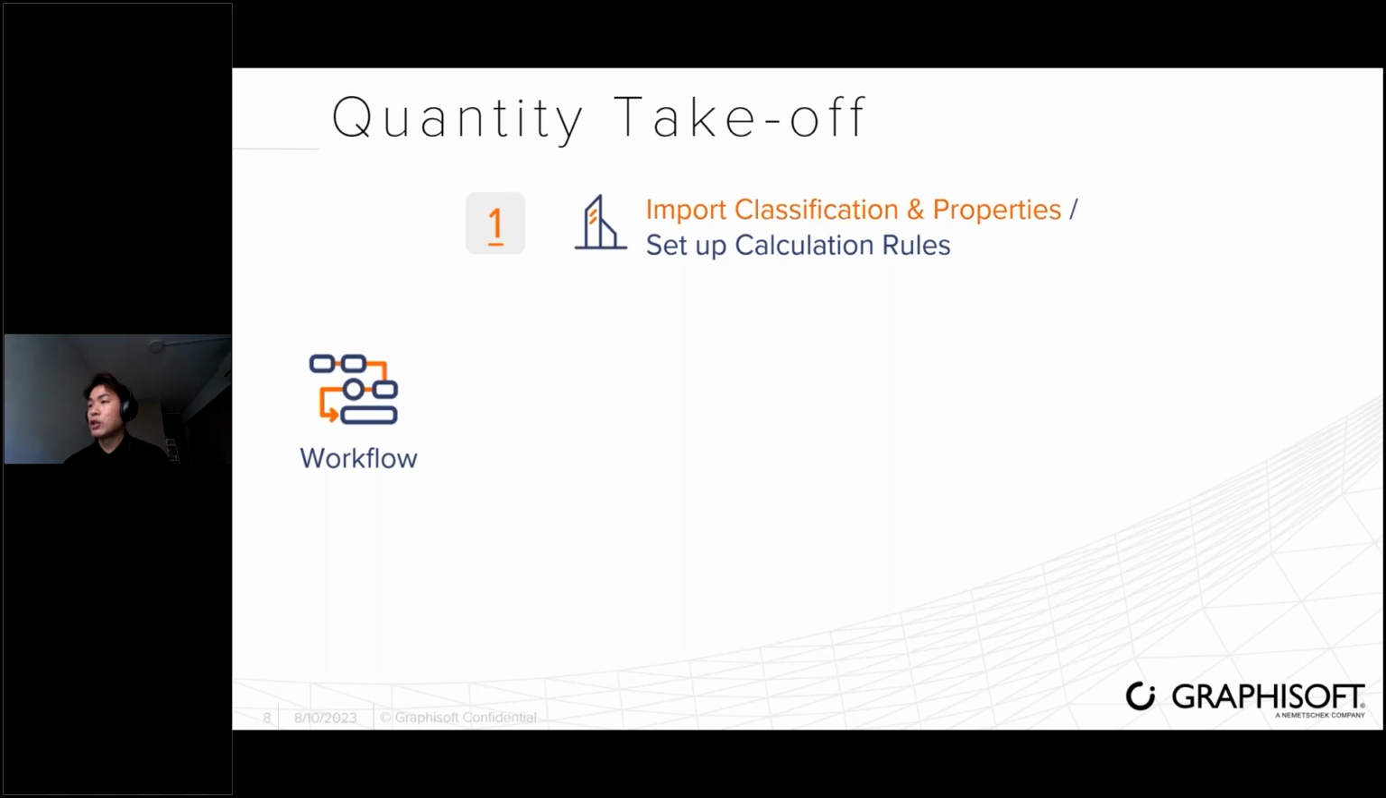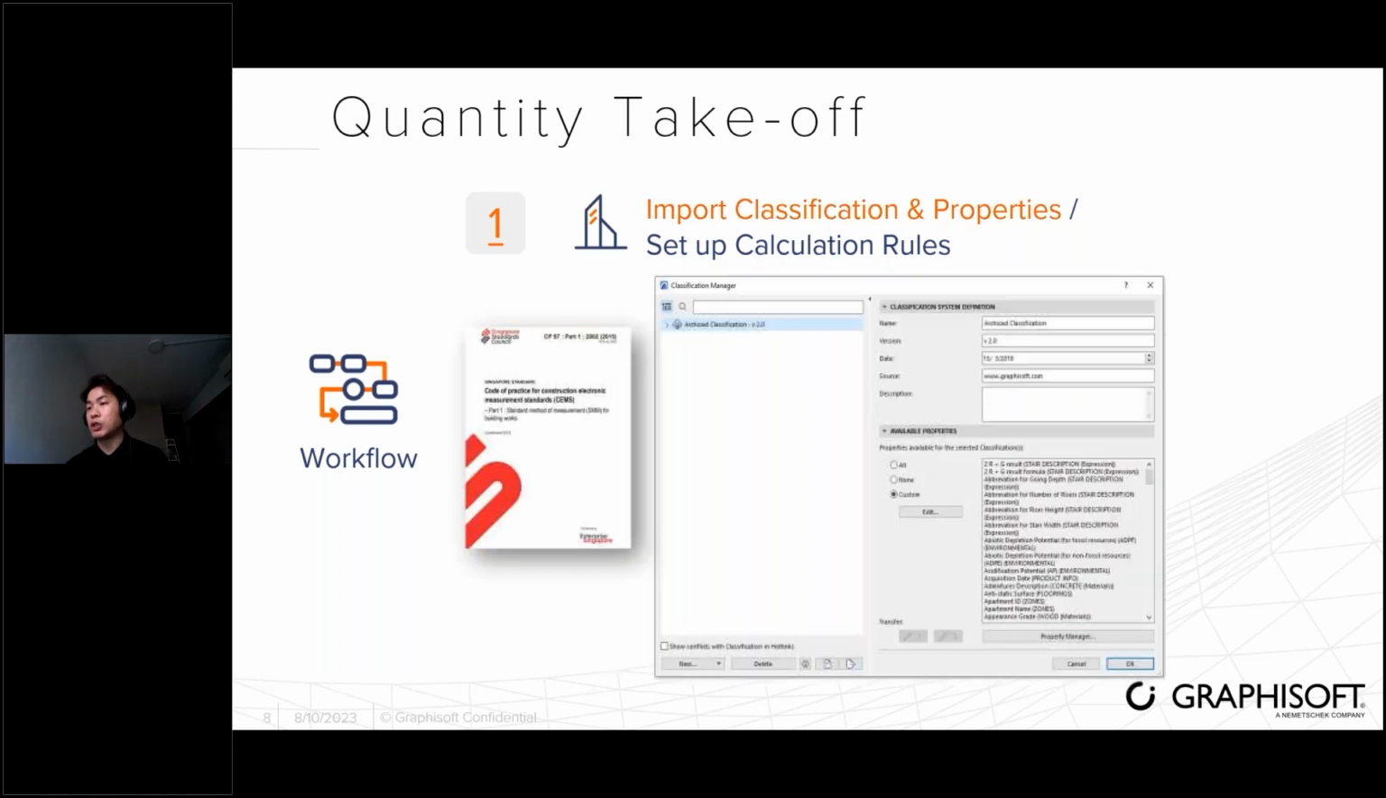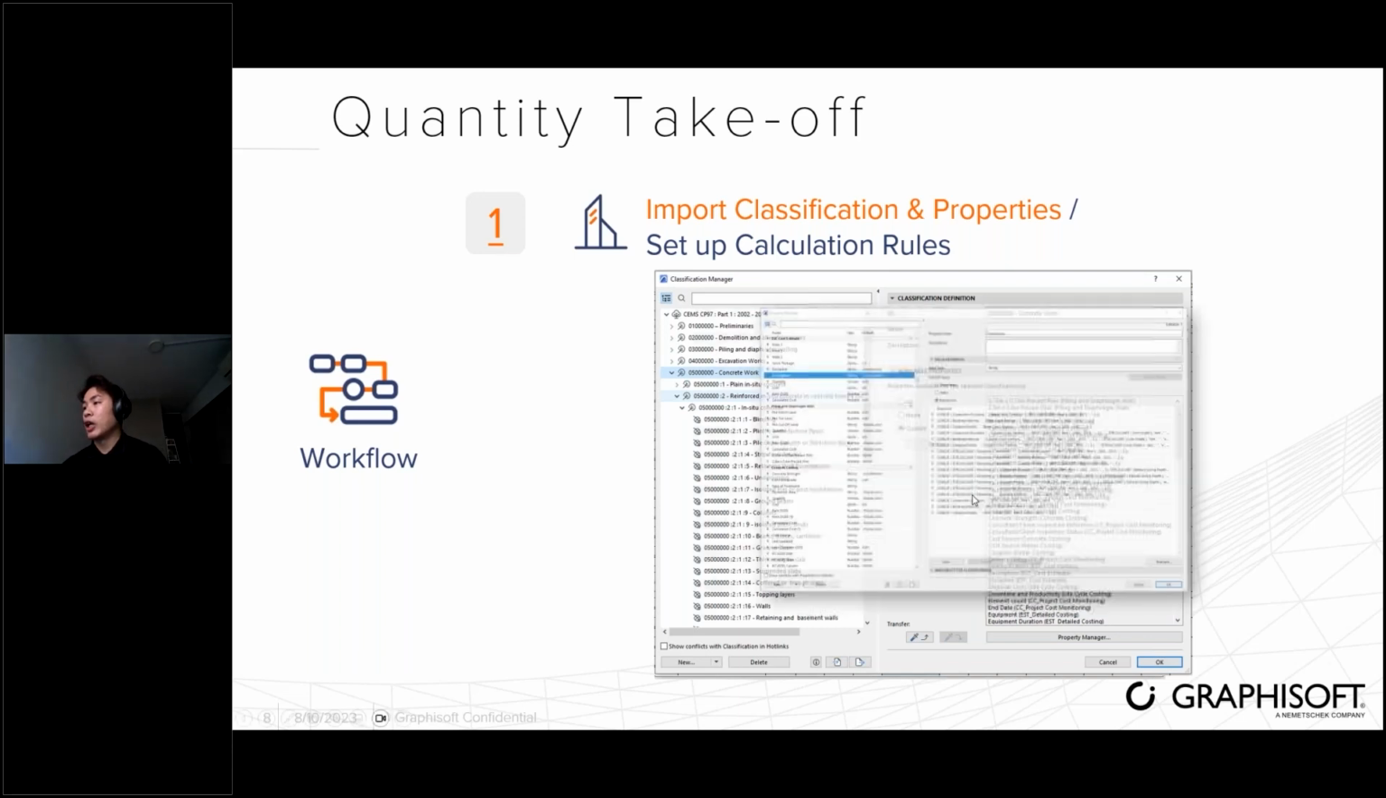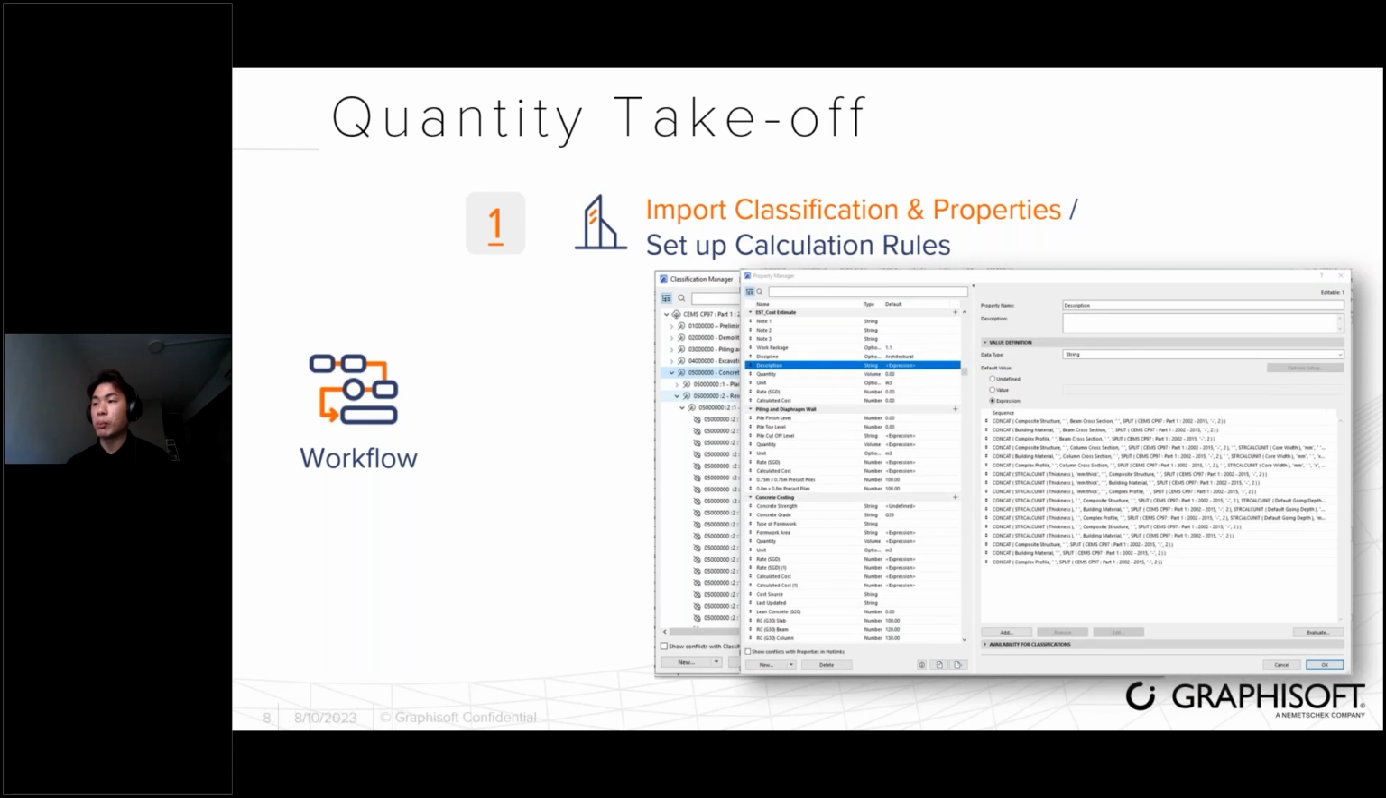For importing our classification and properties, as previously mentioned, we have already based it on the CMS CP97 of the Singapore standard. You will just import it in and you will get all this information. As you can see, these are all based on the CMS CP97. You can just get it from us. You don't have to create it on your own. This classification comes together with the properties that are needed for costing information.